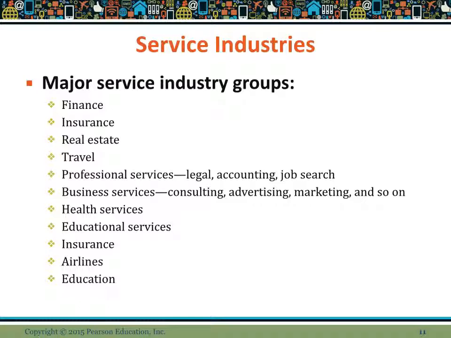Insurance was the same way, and Progressive was the first to go online and offer those services online. Travel industry, same thing. Travel agents, they're not dinosaurs, but there are a lot fewer of them than there were before the internet came along and put that service online.